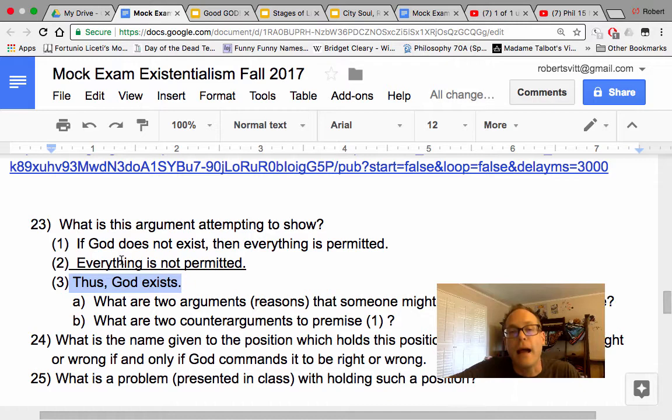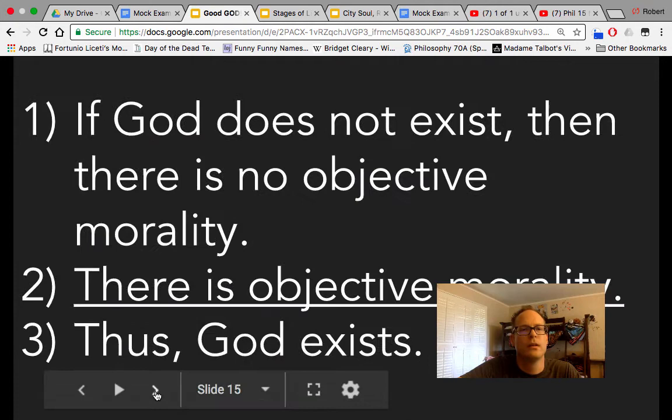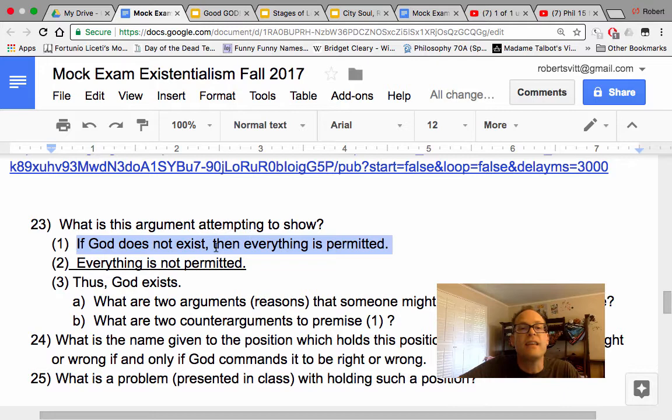Okay, what are two arguments, reasons, that someone might accept premise one as true? If God does not exist, then everything is permitted. So this premise had two supporting arguments here. They were the gift from God argument and God as a lawgiver. Very roughly, they go something like this. You might think that premise one is true, that if God does not exist, then everything is permitted, because you think of life itself as a gift from God. And this gift from God then instills in you a duty to do what it is you're supposed to do with this wonderful, cherished gift, right?